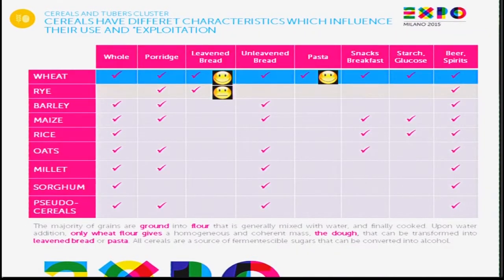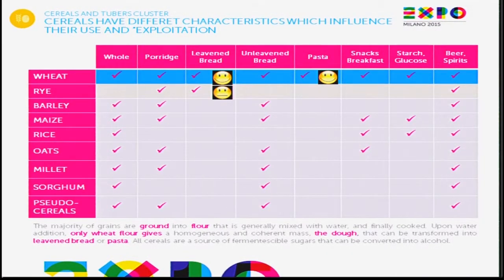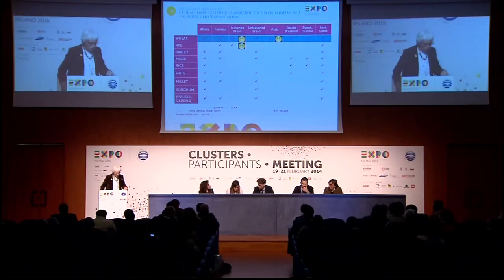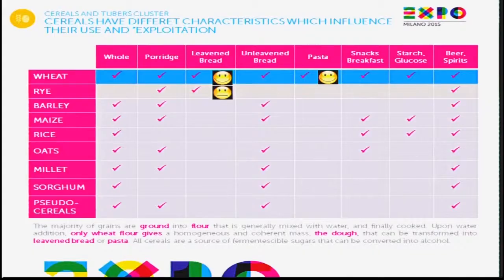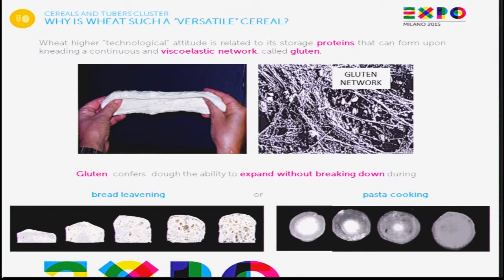And as summarized in this slide, more than 8,000 years ago, men learned how to exploit cereals and tubers, and these discoveries, as well known, represented the beginning of a new era. But besides the consumption as whole kernels or porridge, our ancestors early learned that only wheat kernels could be successfully transformed into a large number of products, among them bread and pasta, the basic food of the Mediterranean diet, and many other types of nutrition.